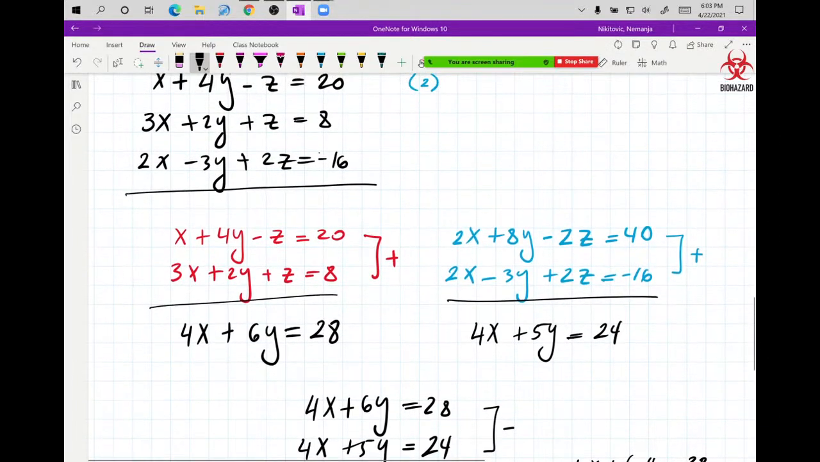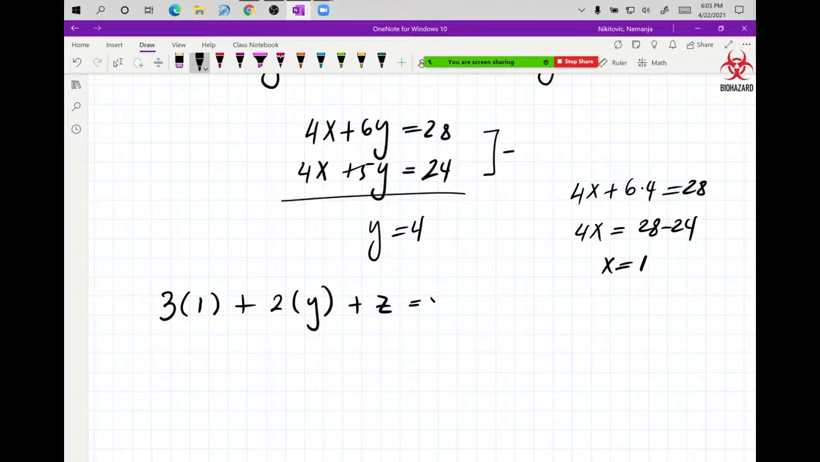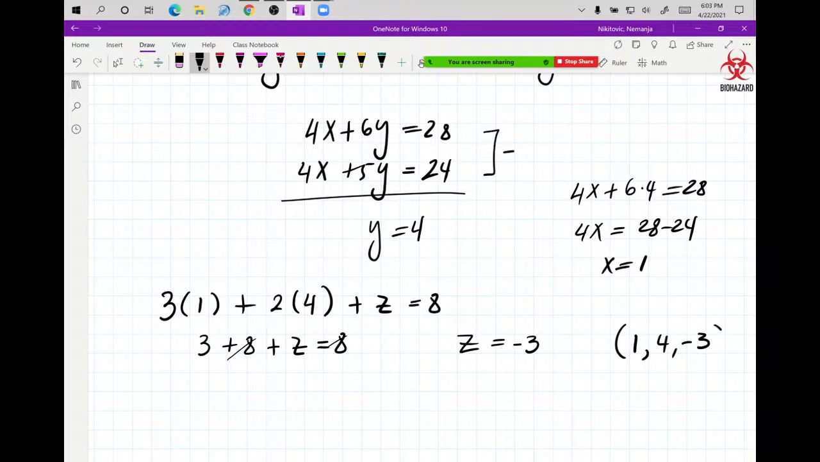Now just go into any of the equations on top, and I'll use the second one because it has the smallest numbers. And z is already isolated, it's alone, right? So we have 3x plus 2y plus z equals 8. That is, y is 4. There we go. So that's 3 plus 8 plus z equals 8. So z is negative 3, right? 8 cancels 8. 3 goes to the other side and becomes negative. That's what I mean. And now you present 1, comma, 4, comma, negative 3.